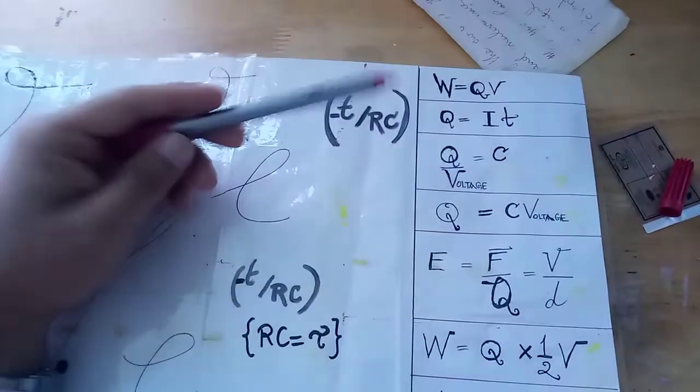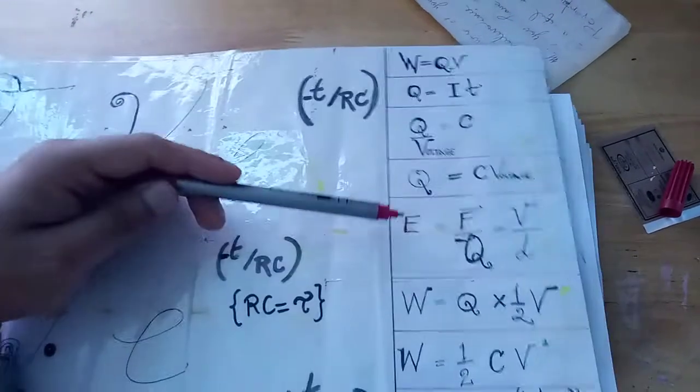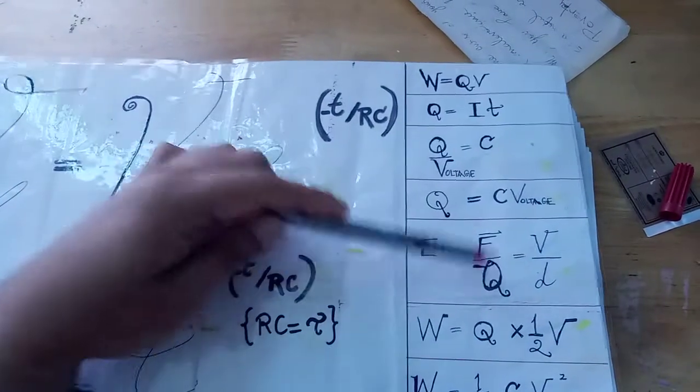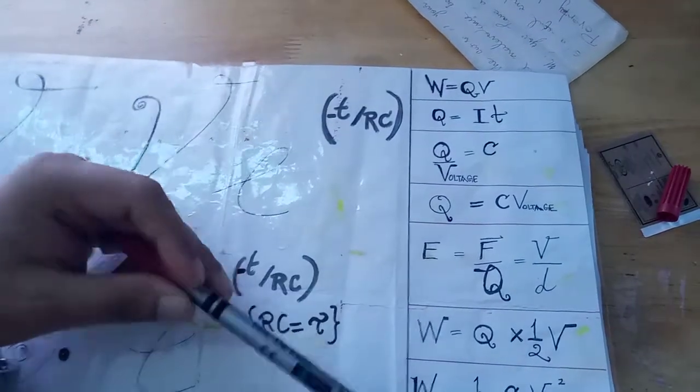So W equals QV, Q equals IT, C equals Q over V, Q equals CV, E equals F over Q equals V over D. This is what you need to keep in mind all the time. And then W equals half QV, half CV squared.